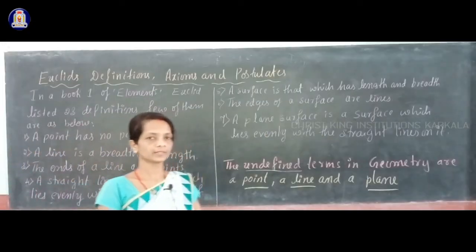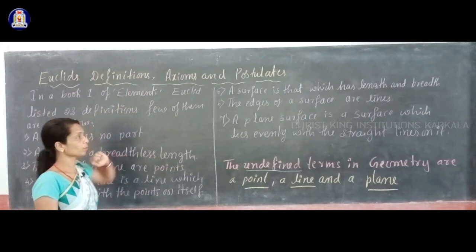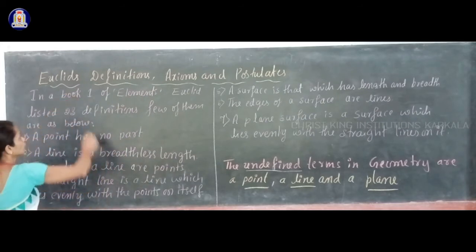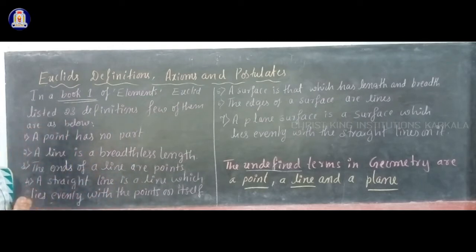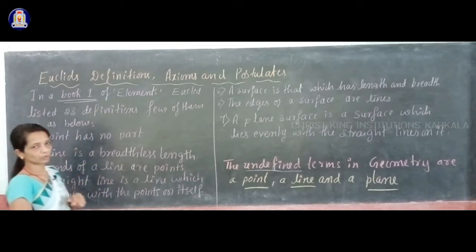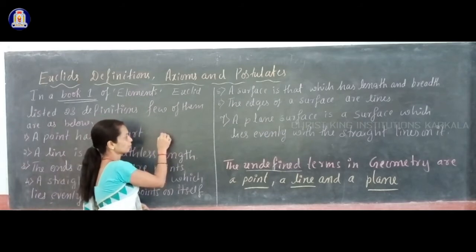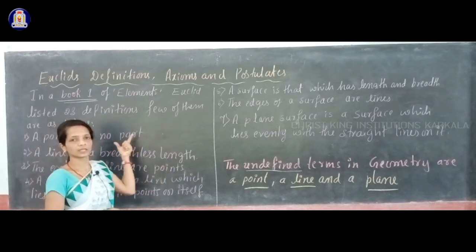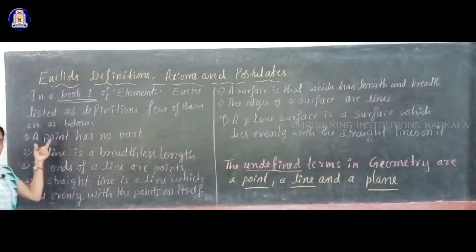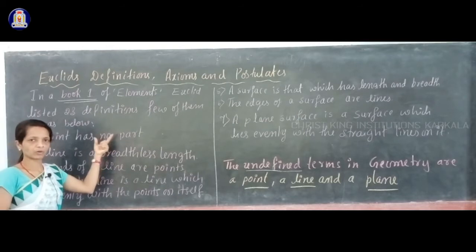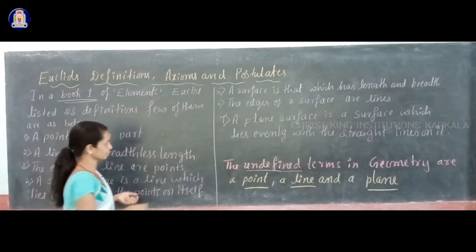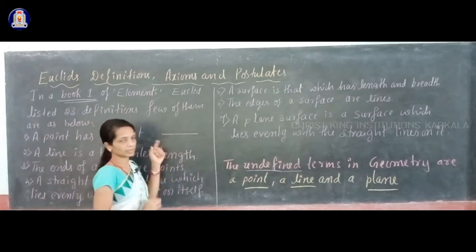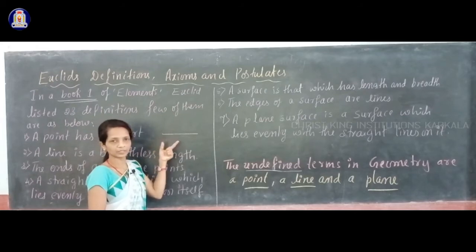Next is Euclid's definitions, axioms and postulates. In Book 1 of Elements, Euclid listed 23 definitions, and some definitions are given in your textbook. They are like this. First one: a point has no part. Suppose you draw one point that has no part, so it is dimensionless. Second one: a line is a breadthless length. Suppose you draw a line, it has no breadth, it has only length.